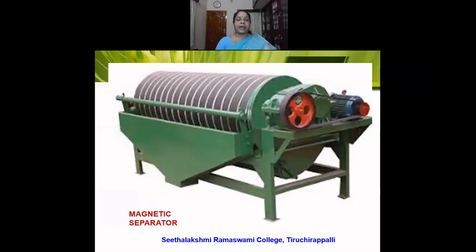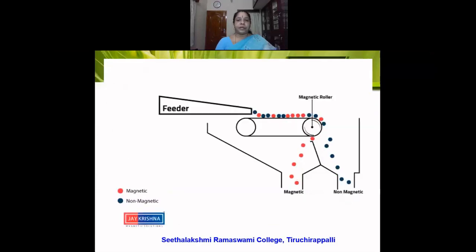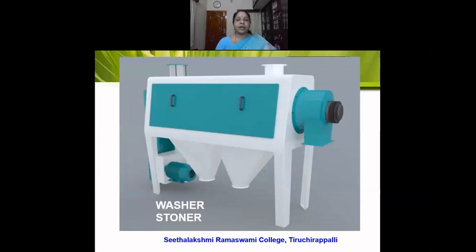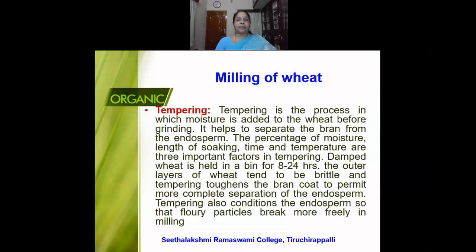So this is the magnetic separator where the metal particles, particularly the iron and the steel particles, can be removed. You can see here how the magnetic roller is there and it removes the metal particles separately and the wheat separately. This is the washer stoner that is used to remove the lighter impurities, the unsound kernels and also the stones from the wheat.